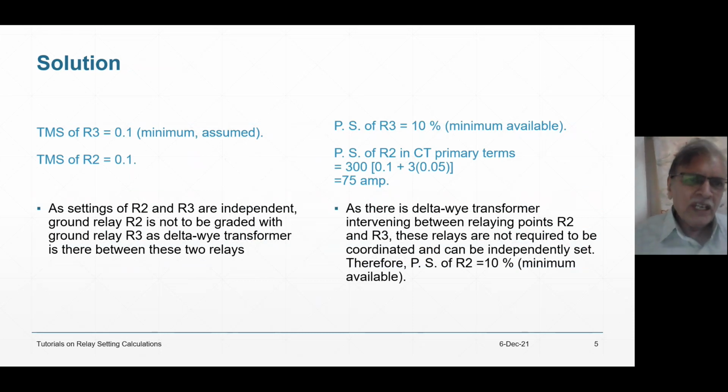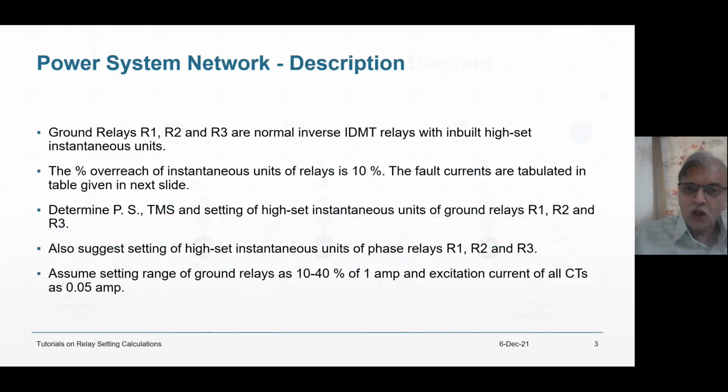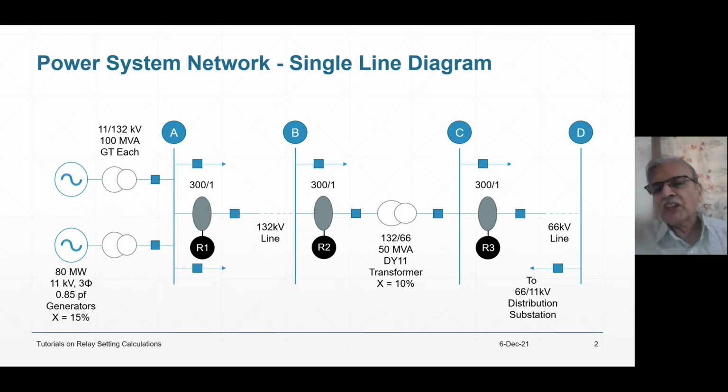We start with the solution, my dear friends. TMS of R3. We assume minimum 0.1. No doubt you can assume 0.05 as well. Right? I don't mind if you assume that. I have started with the assumption 0.1. If you assume 0.05, the operation will be faster. That would be better, obviously. But here I start assuming 0.1. TMS of R2 is also 0.1, my dear friends. TMS of R2 is not different from 0.1 because between R2 and R3 there is a dy transformer, and therefore R2 and R3 are independent.